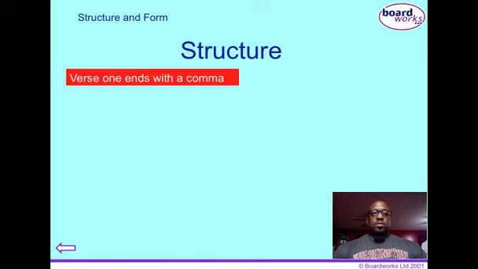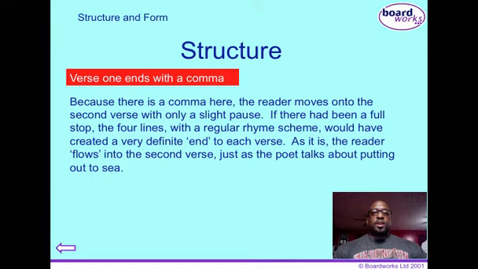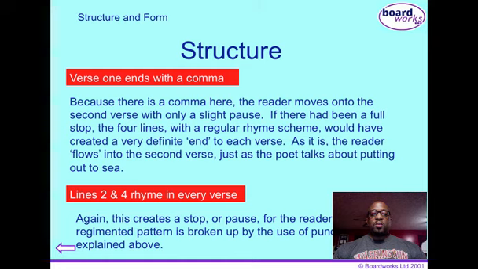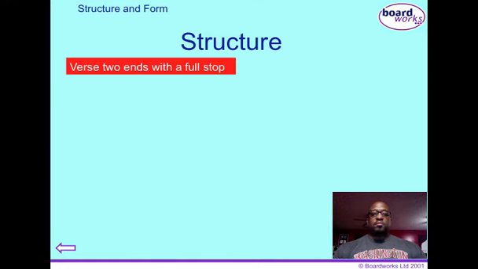All right, continuing on. In the next poem, verse 1 ended with a comma. Because there was no full stop, the reader moves into the second verse with only a slight pause. Whereas if we had a full stop, the 4 lines of regular rhyme scheme would have created a very definite end to each verse. So there's a definite flow.